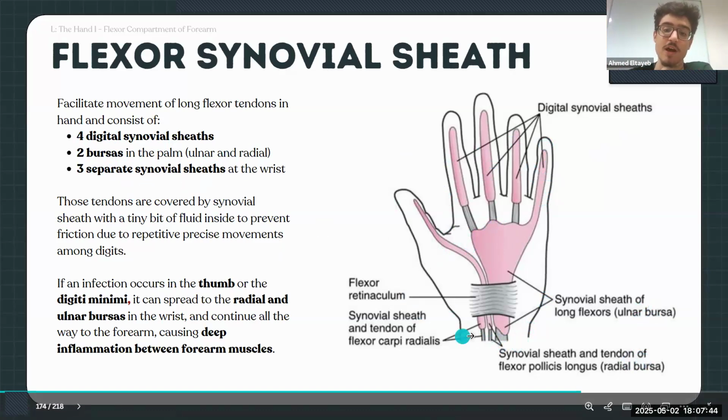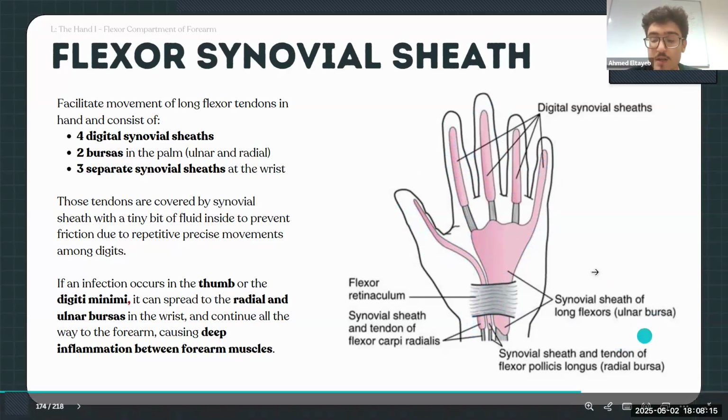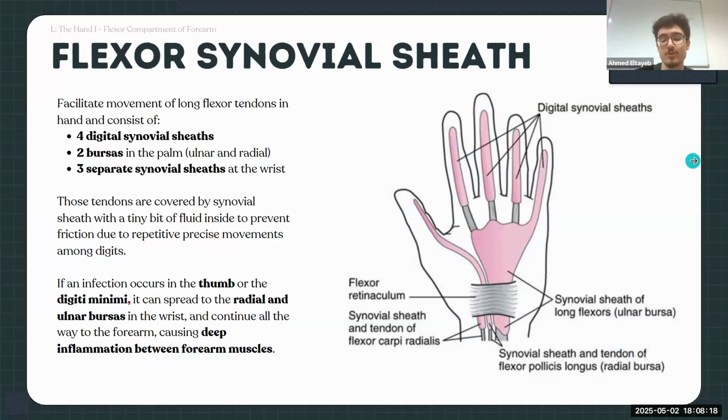at the wrist. You have the flexor carpi radialis sheath, you have the tendon of the flexor pollicis longus, and then you obviously have the common sheath of the long flexors right here. Now, what's the clinical significance of all this? If you notice right here, this is continuous all the way down. And this is also continuous all the way down. These 3 are separate. And this is separate. So these 2, connected to the bursae, will have a pathway, a route that infections could take.